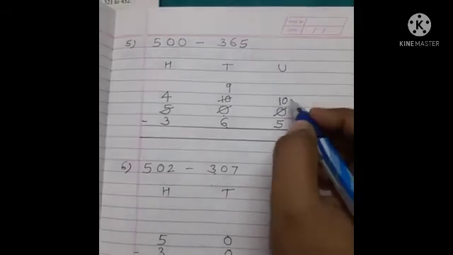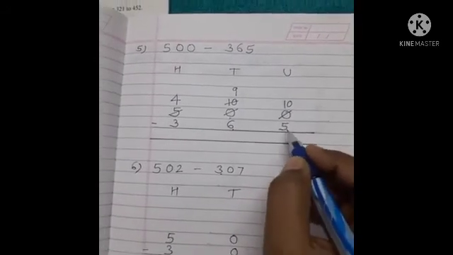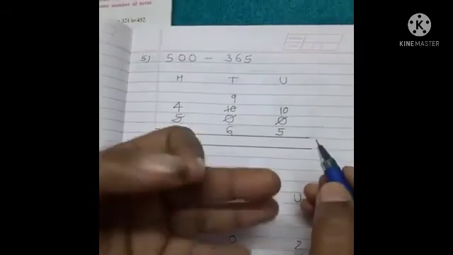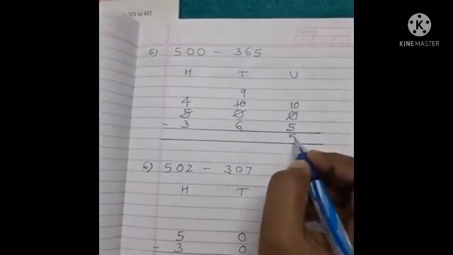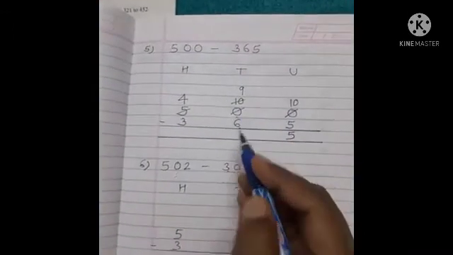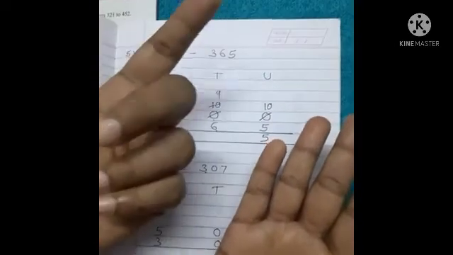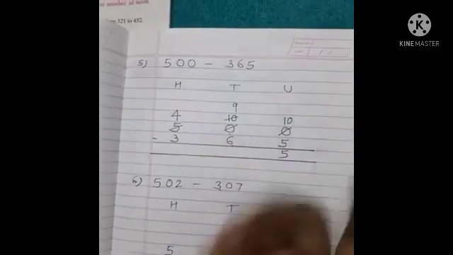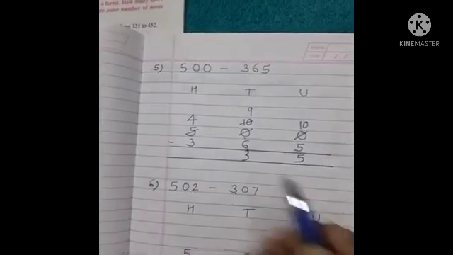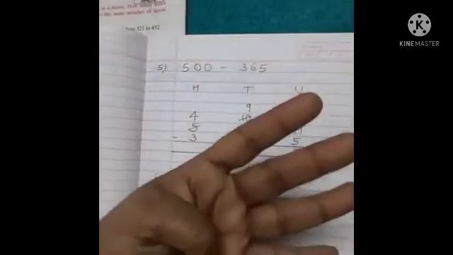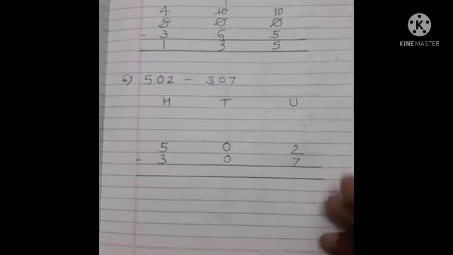Understood? Now 10 minus 5. How will we do? After 5 we will count 6, 7, 8, 9, 10. So your answer is 5. Here 9 minus 6. We will take 9 on your fingers and minus 6 means 1, 2, 3, 4, 5, 6. And your answer is 3. Here 4 minus 3. 4 minus 1, 2, 3. Your answer is 1.